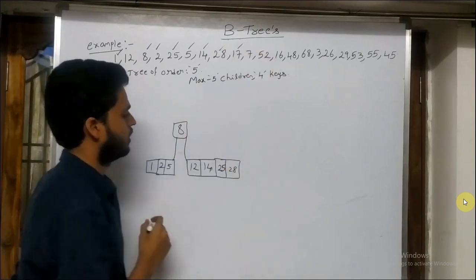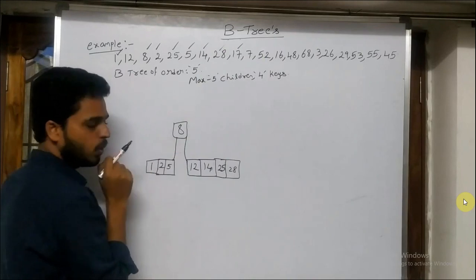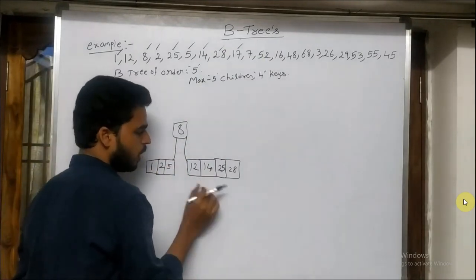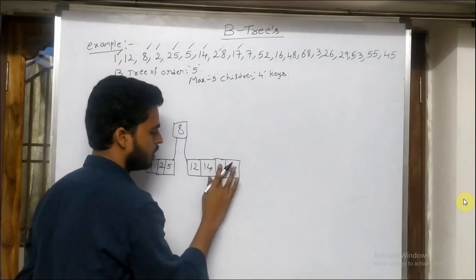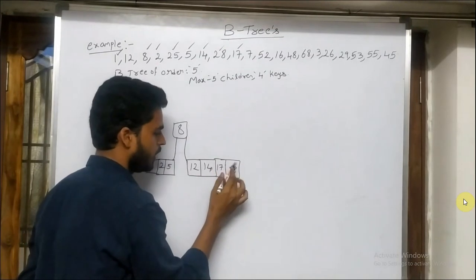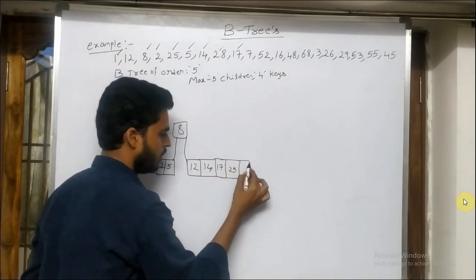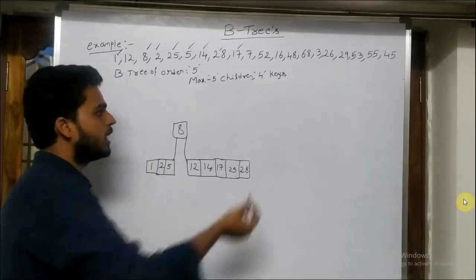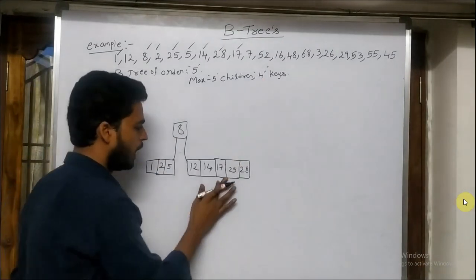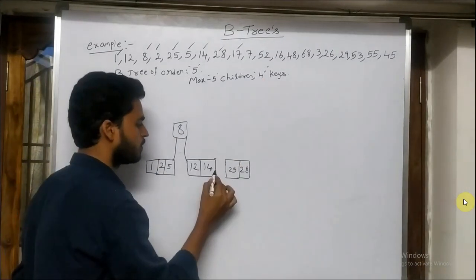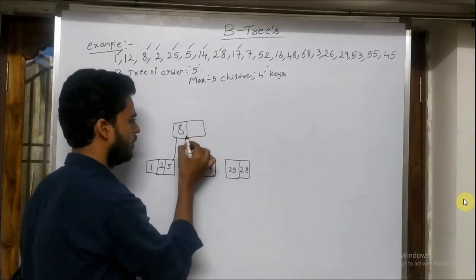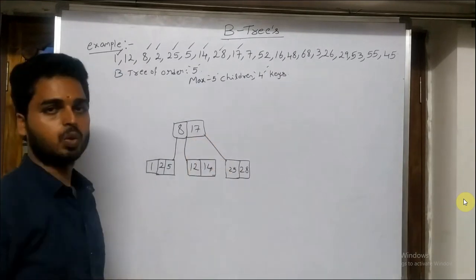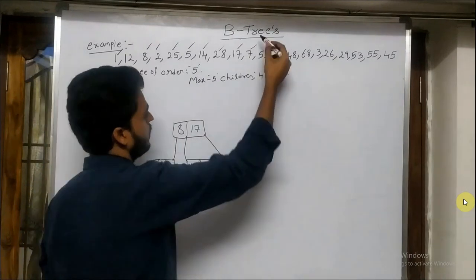Next 17. 17 will be greater than 8, so I will reach the leaf node and insert 17 here. 25, 28. After inserting, what will happen? It is violating this property. So I will take out the middle element and make it a root node. And then I will take 7.